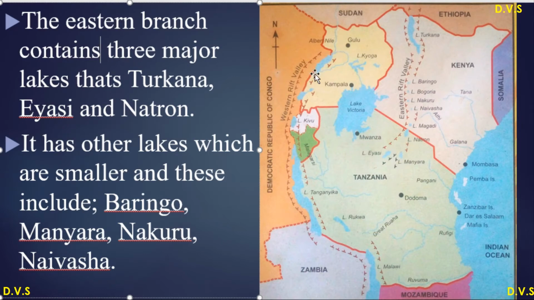As we saw, the western arm has lakes like Albert, George, Edward, and Lake Tanganyika, Lake Malawi, Lake Rukwa. Those are the lakes.